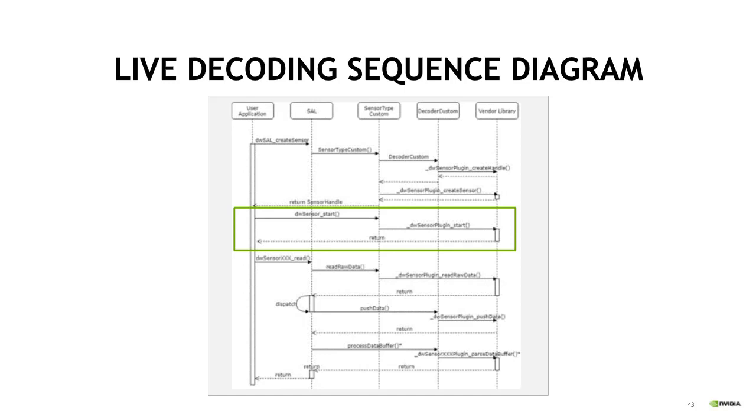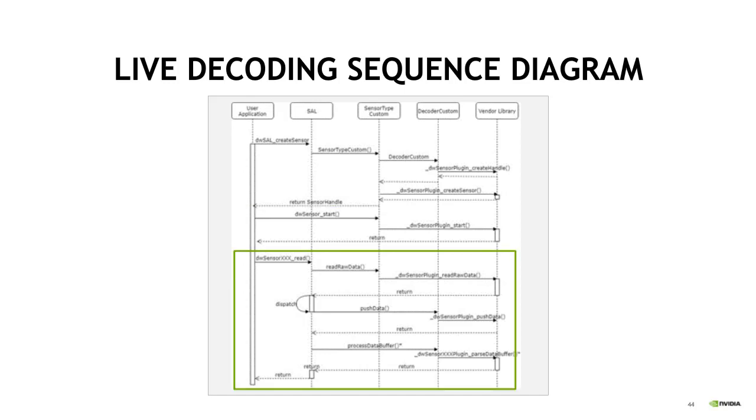The last part is the reading and decoding of the data. App calls DW_SENSOR_xxx_read. The X's will represent the sensor type, so the 3 X's here will be replaced by lidar, for example. This returns a piece of decoded data to the application, but the complete sequence is to call read data.